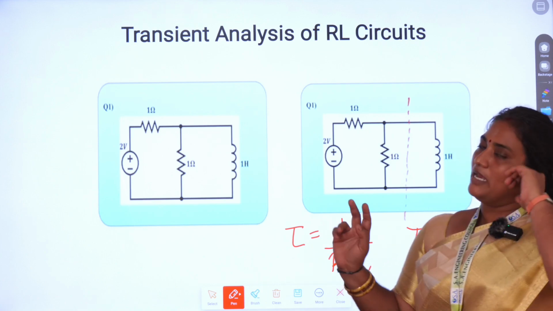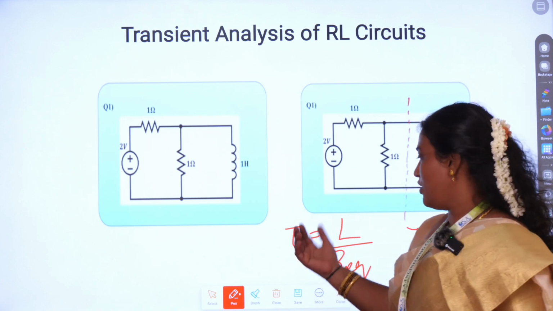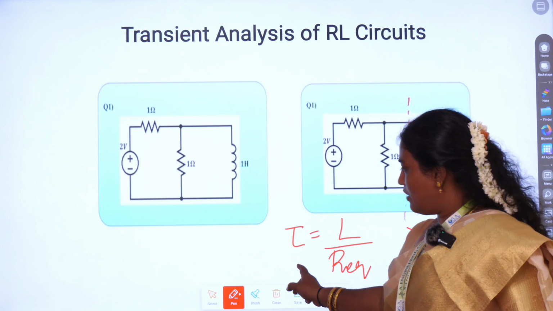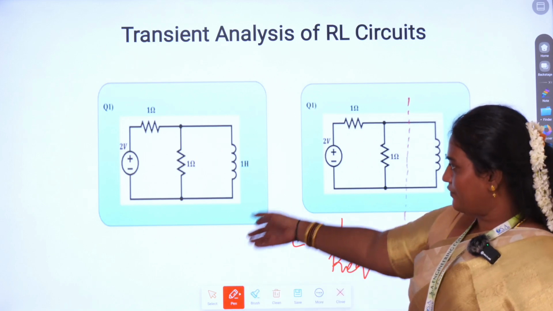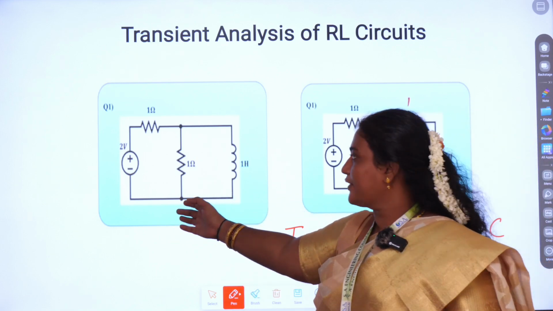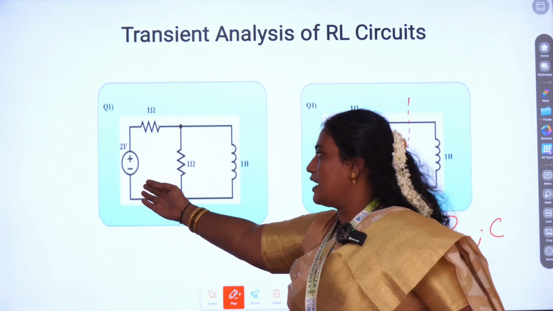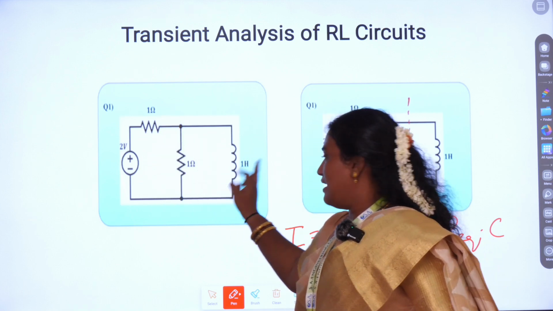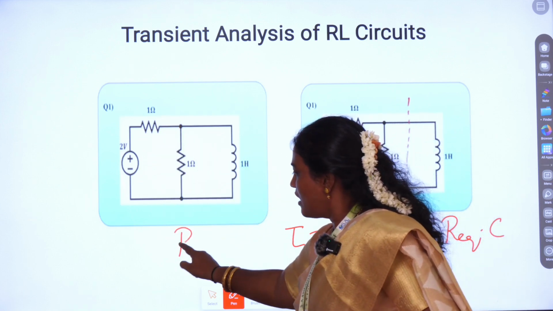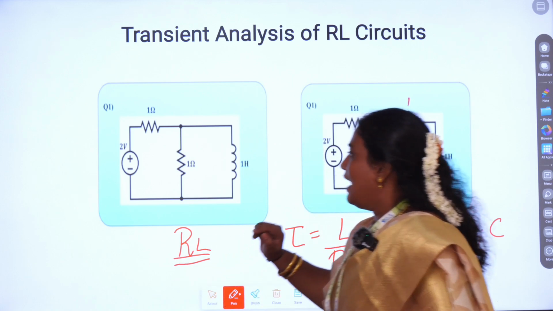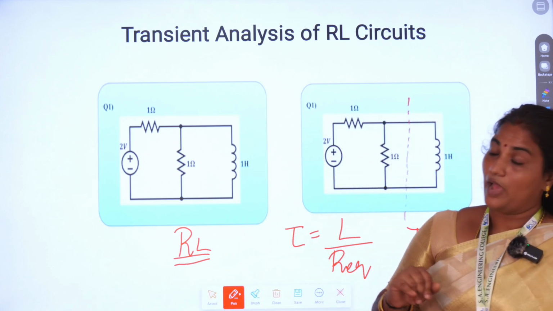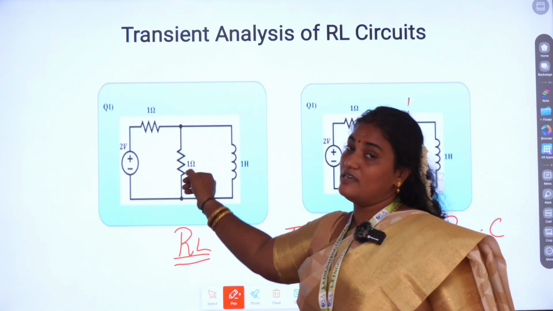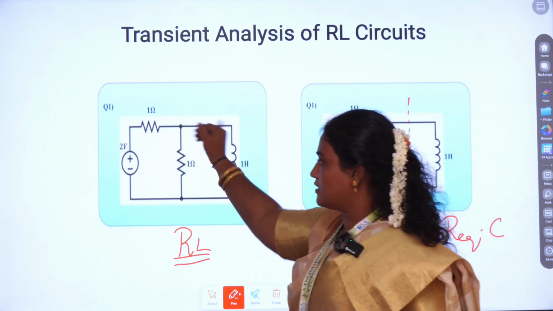So these are the 2 formulas we will be making use of in order to calculate the tau. Tau is the transient time. For example, this is our first problem we are going to discuss. Here I have a resistor and an inductor, so this circuit is an RL circuit. After that you are going to find the transient time of this.